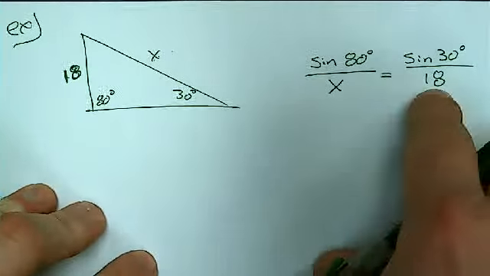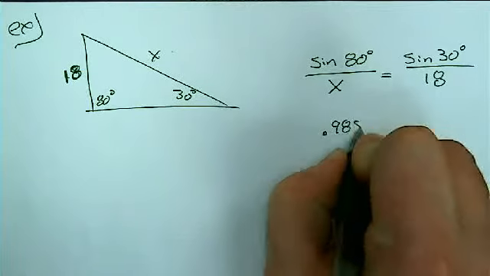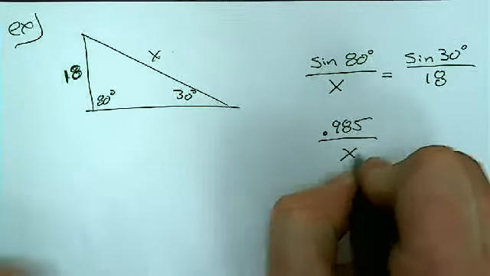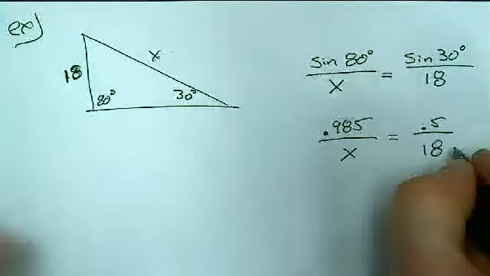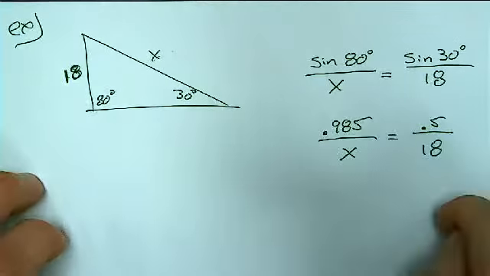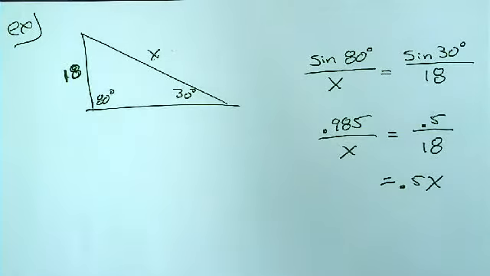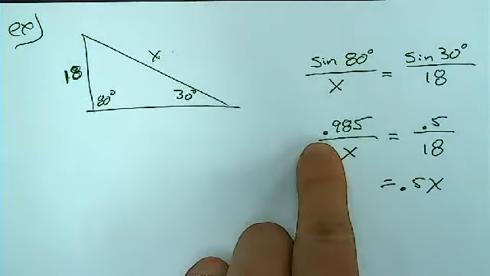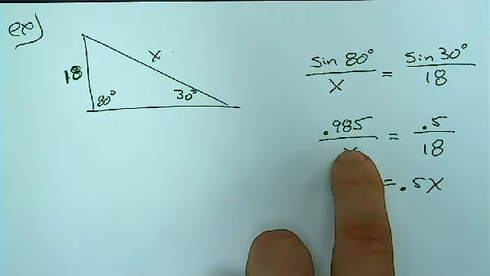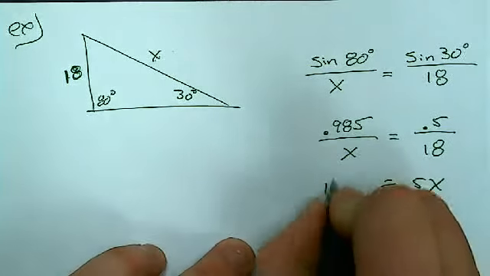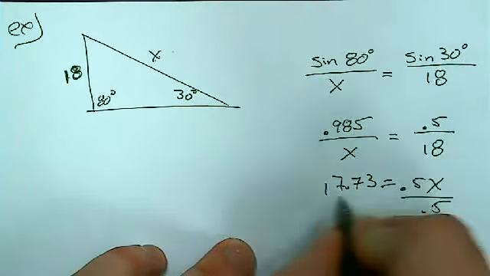So when I look these guys up in my table, the real proportion I'm solving is 0.985. And 30, that's 0.5, right? So I cross multiply, so I get 0.5x. Let's not make any silly mistakes with my calculator this time. 0.985 times 18, 17.73. And divide both sides by 0.5.